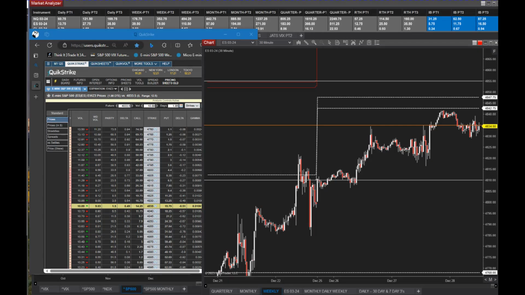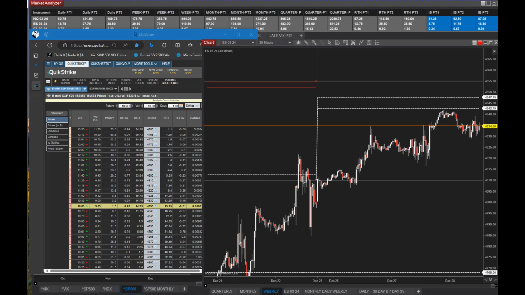Hey guys, it's Thursday morning, 11:22, so the market is open. I just wanted to point out tomorrow what we're looking at for the end of the month, end of the quarter, end of the week, end of the year, tomorrow.